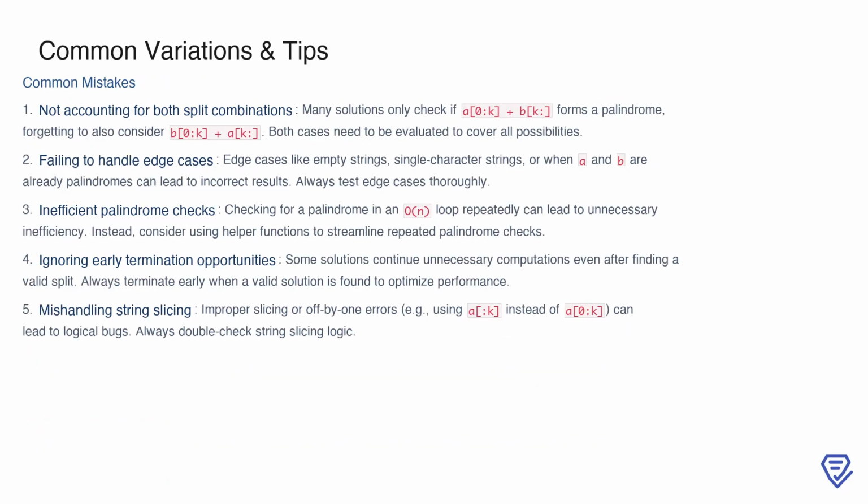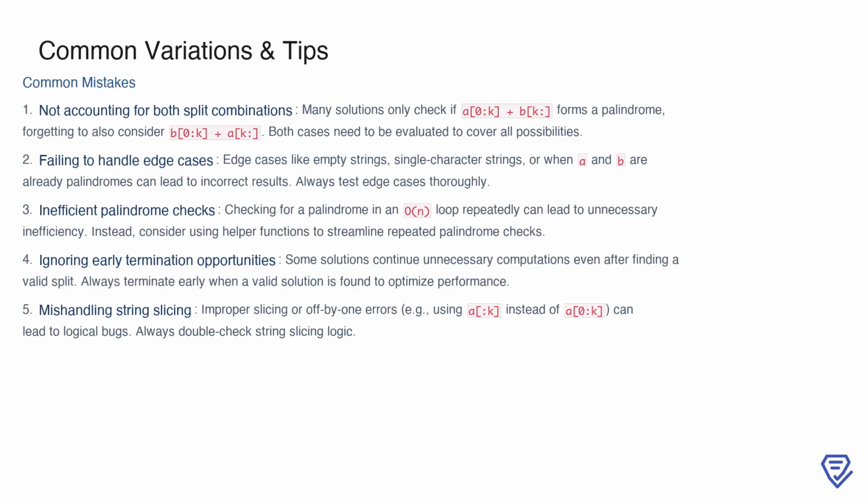When solving this problem, there are several common mistakes to watch out for. First, it's essential to evaluate both split combinations, A[0:k] plus B[k:] and B[0:k] plus A[k:]. Focusing on just one of these can lead to missed solutions. Second, edge cases like empty strings, single character strings, or situations where A and B are already palindromes can easily be overlooked, so make sure to test these thoroughly.